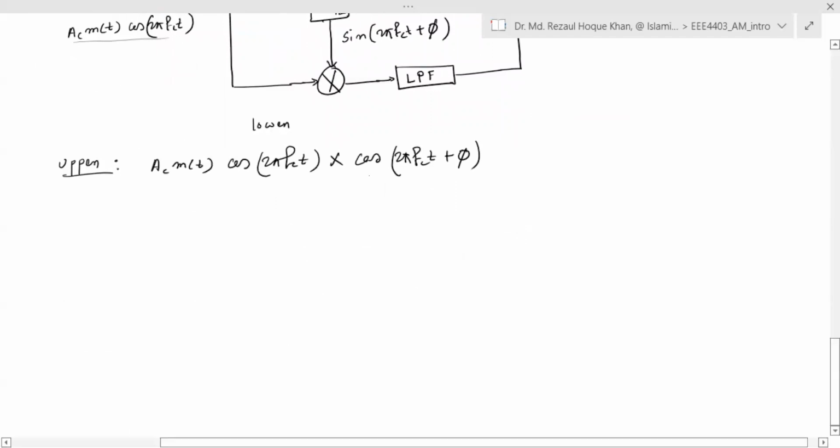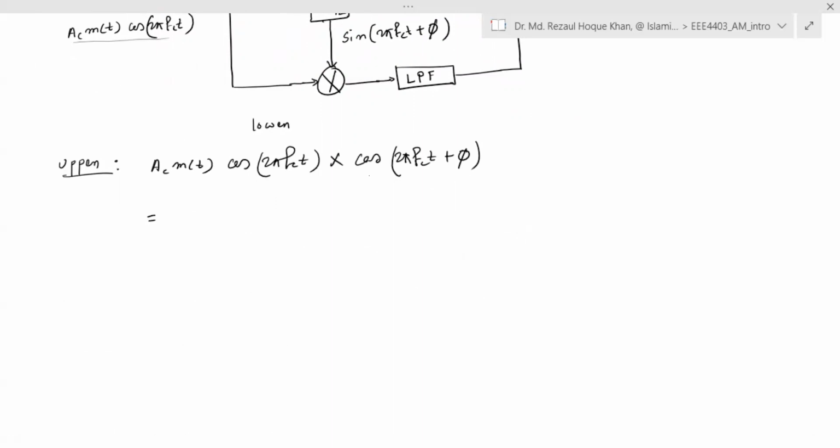If we solve it, we solved it earlier, when we discussed phase non-coherent demodulation. So we already know the result and I'm not deriving it again. Let us write A_c by 2 m(t) cos theta cos phi plus a term cos(4 pi f_c t plus phi).